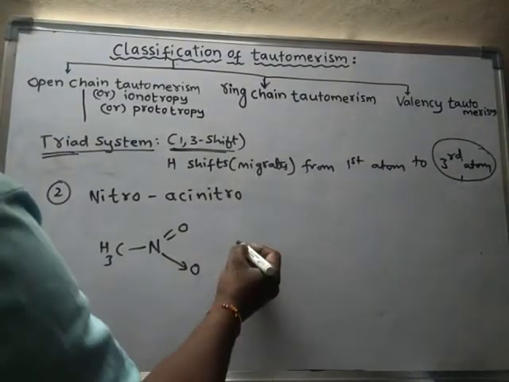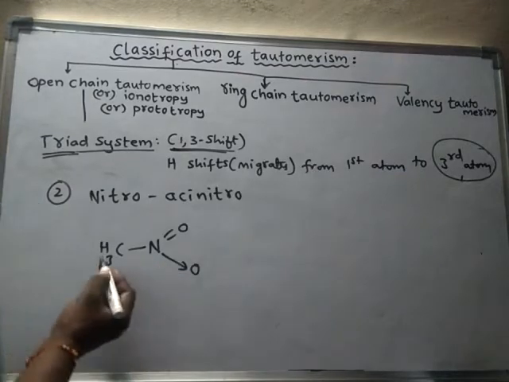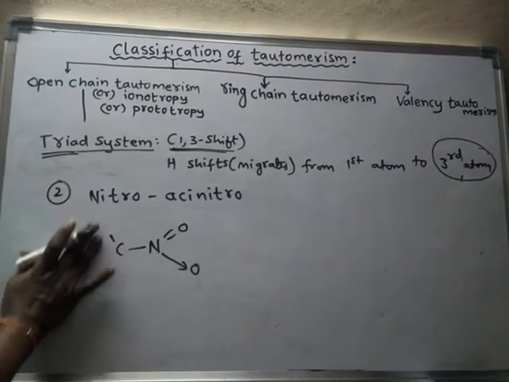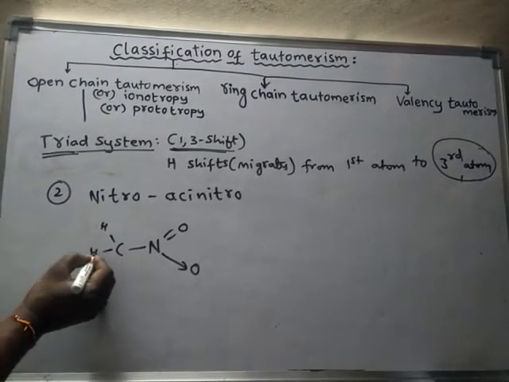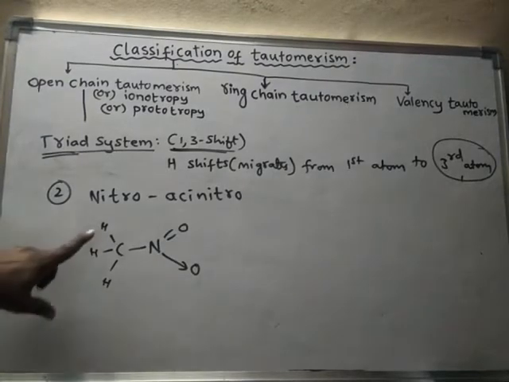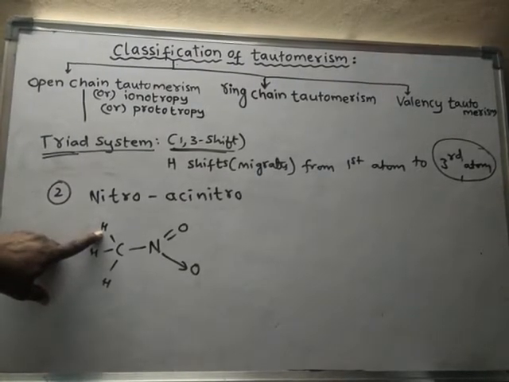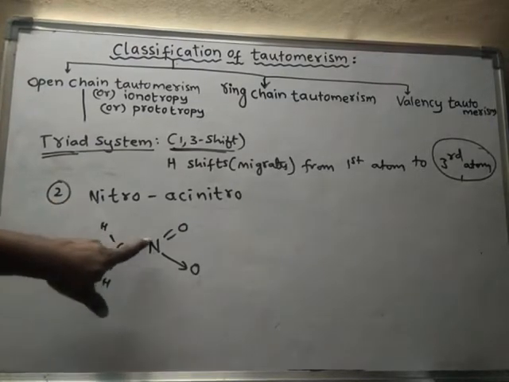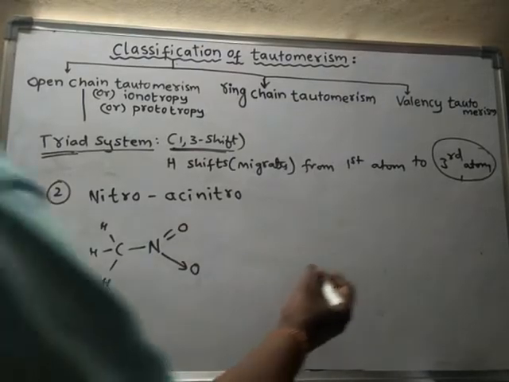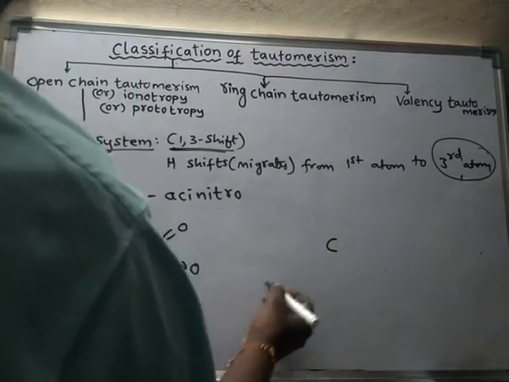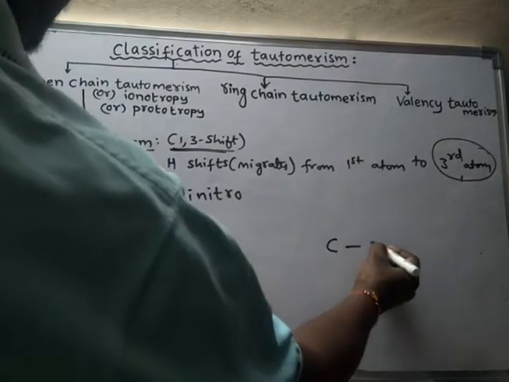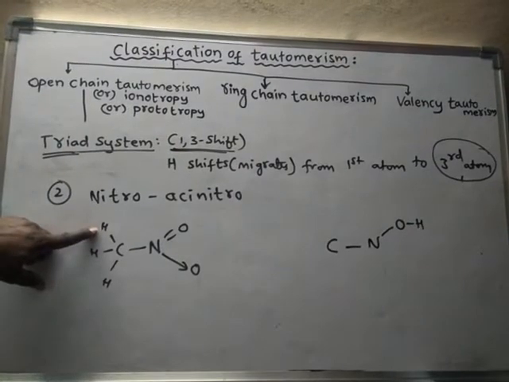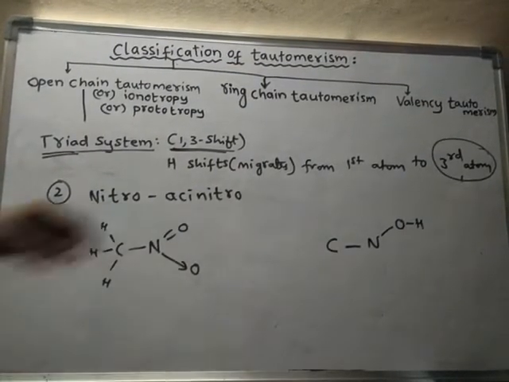So what happens? In this nitro form, the hydrogen which is present on the sp3 carbon, so this is the sp3 carbon, this hydrogen will move from the first atom to the third atom from its place. This is the first atom, this is the second atom, this is the third atom. So immediately, this oxygen will receive this hydrogen. Hydrogen will migrate from carbon to oxygen, a 1-3 shift.